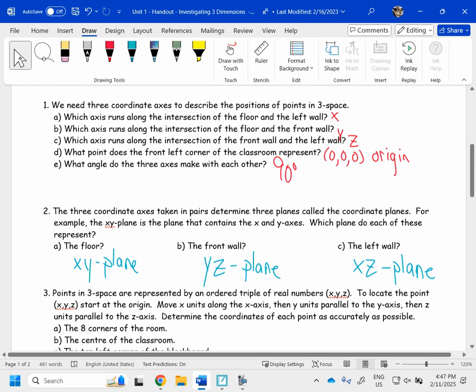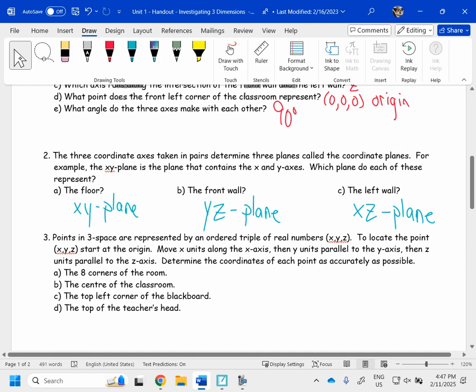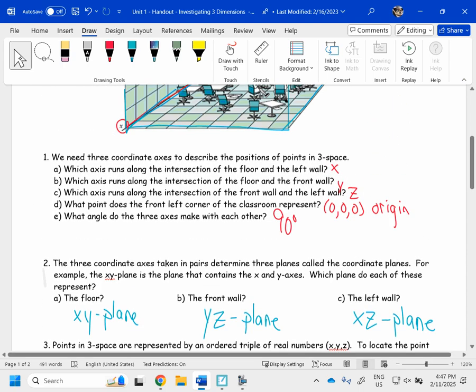Question 3 here. Points in 3 space, called R3, are represented by an ordered triple of real numbers, x, y, z, alphabetical order. Make it easy for ourselves. So locate the point x, y, z, start at the origin, so that's the front left corner of the room, move x along the x, then y, that would be your left-right parts, so parallel to the y-axis, then z, which would be your up-down parts. We're going to try and figure out some of these parts of the room.